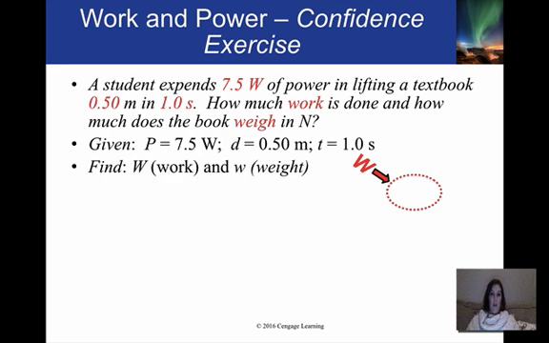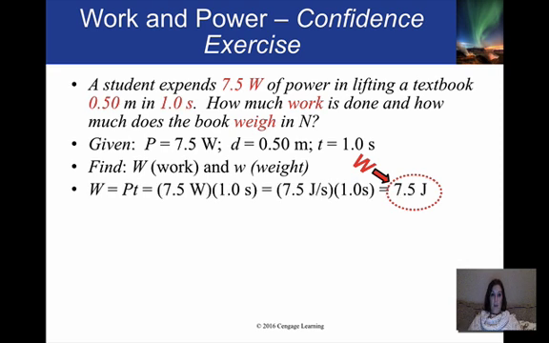Okay, so make sure we know the difference. Capital W, we're going to look at as work. Lowercase w is going to be weight. So the work is power in a certain amount of time. They give us power at 7.5 watts. The time they give us is 1 second. Now this particular formula, I rearranged the power formula, which is work divided by time, so therefore work is power times time. So we have 7.5 joules per second in 1 second. So that would be 7.5 joules. So that is our work.